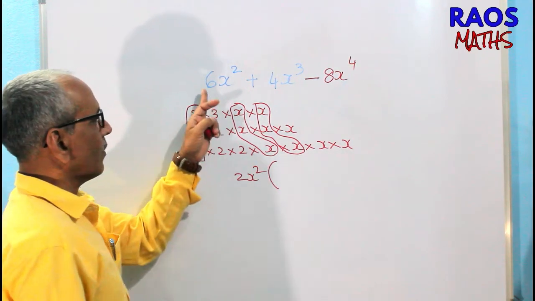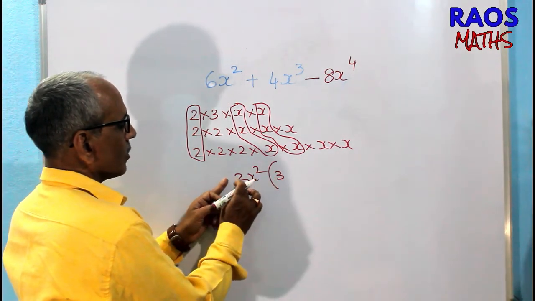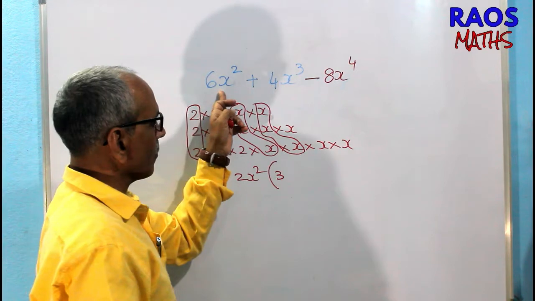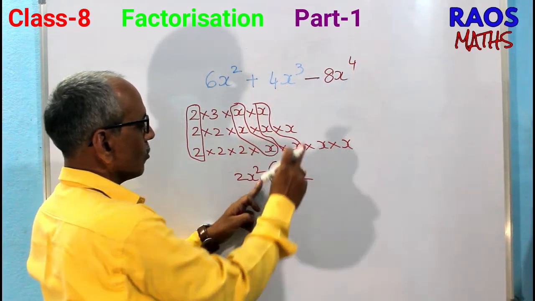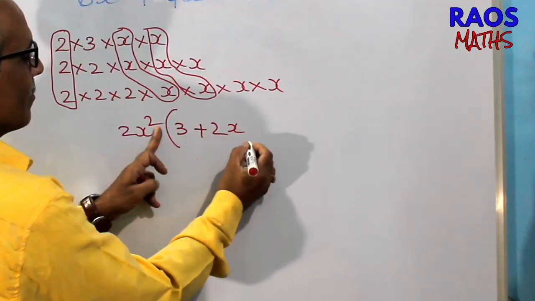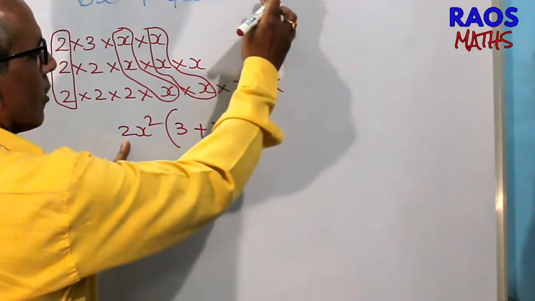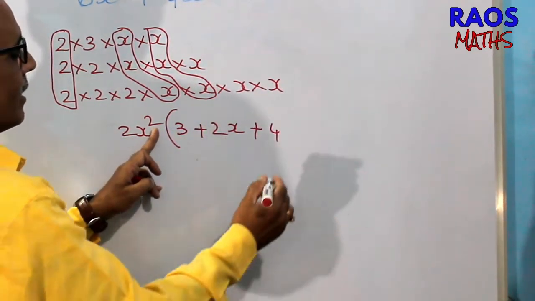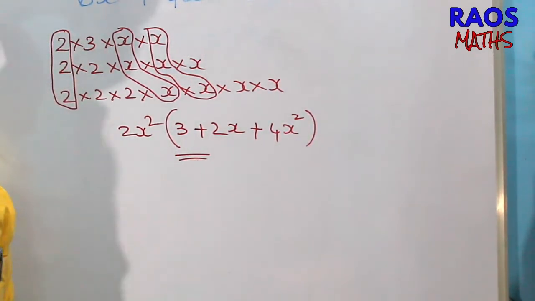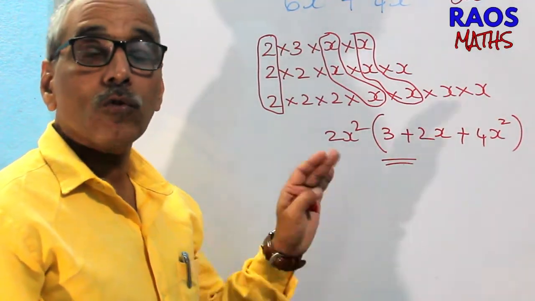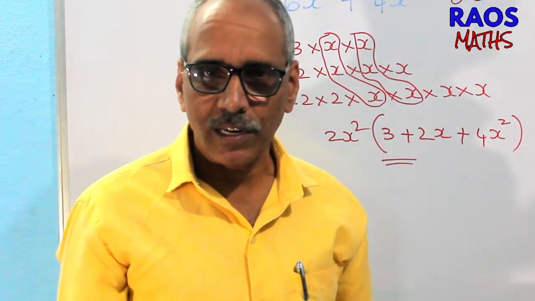Bracket open. If I take 2 out of 6, the other factor is 3. 3 2s are 6, x square. Check immediately. Out of 4, you took 2, another 2. For x cube, you took 2 already, one more inside. Plus, out of 8, you take 2, other factor 4. Out of 4 x's, you have already 2 outside, the rest of the 2 inside. Any confusion? No. If there are 2 variables in the term, the same least power of the variable is the HCF in all the cases.